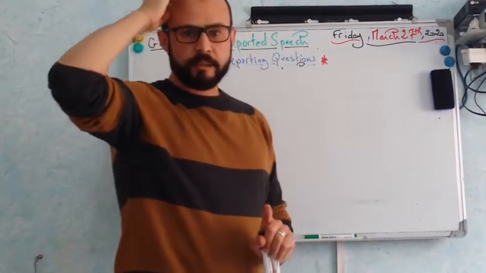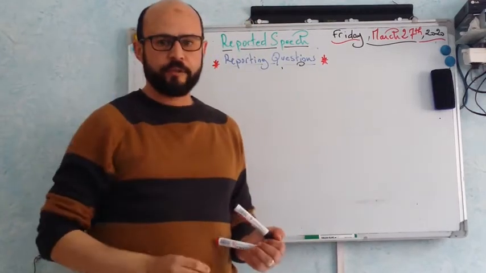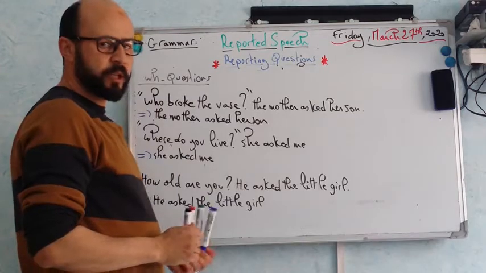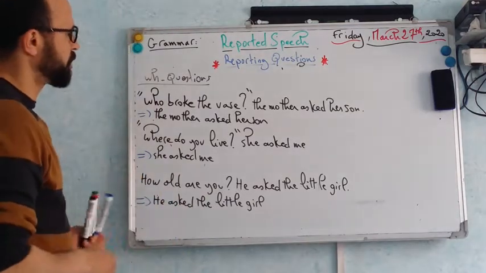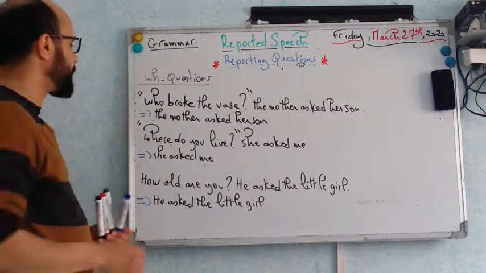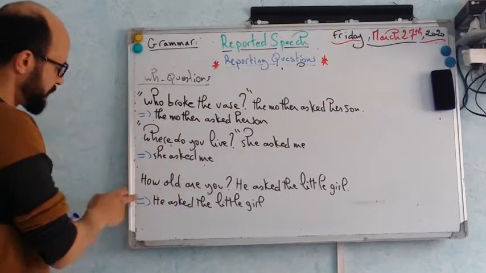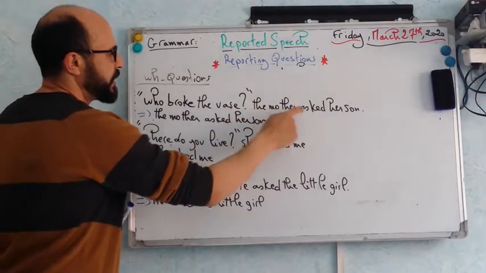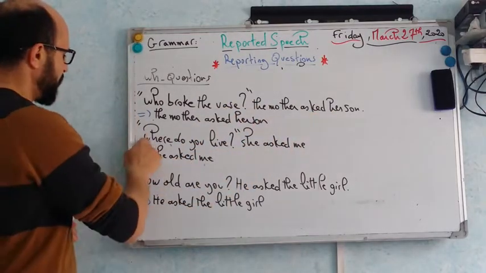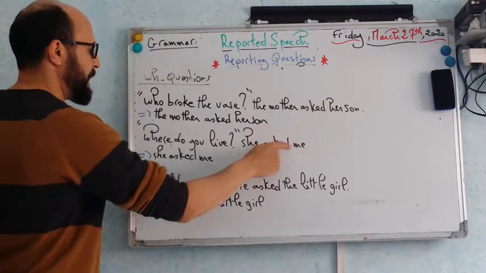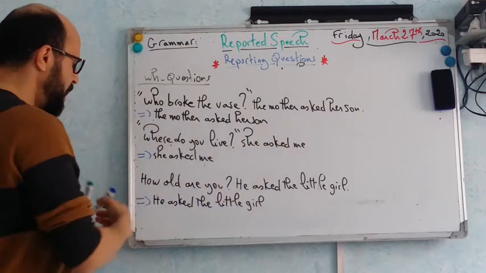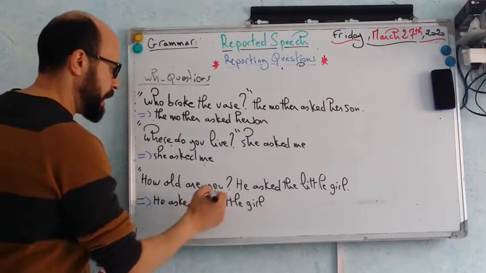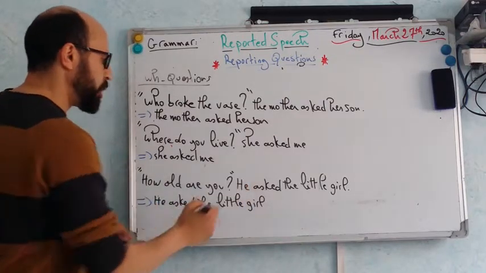So let's see some sentences. Let's see more examples of WH questions. I have these three sentences. Who broke the vase? The mother asked her son. Where do you live? She asked me. How old are you? He asked the little girl.